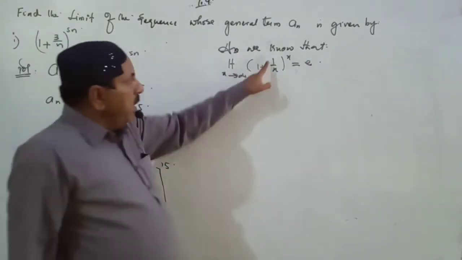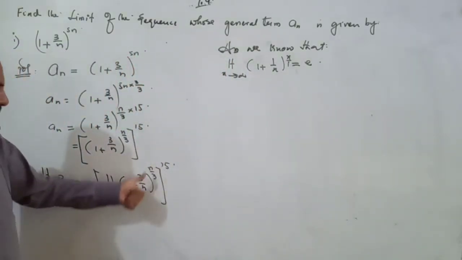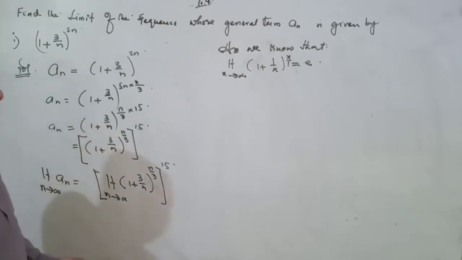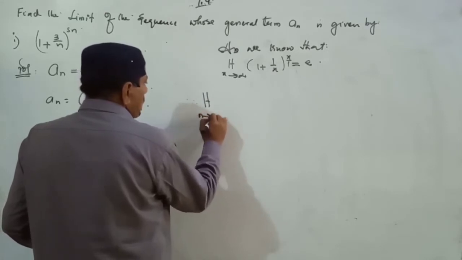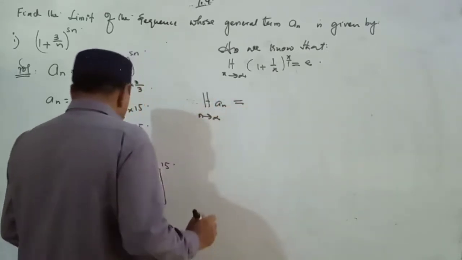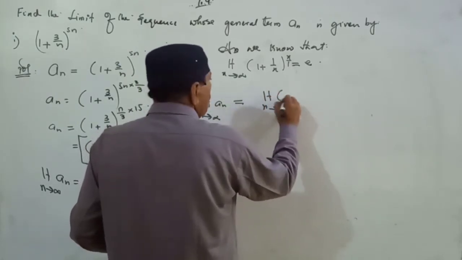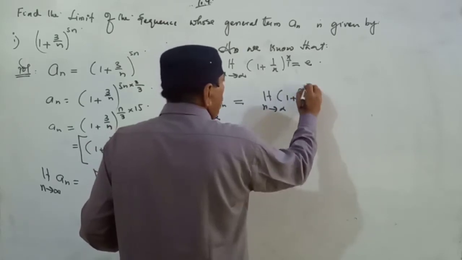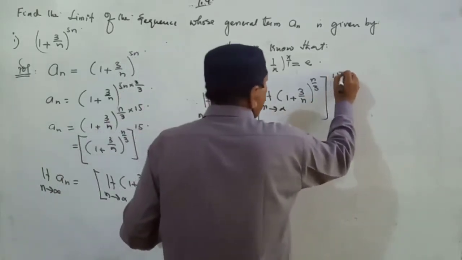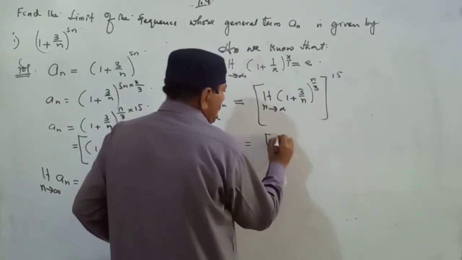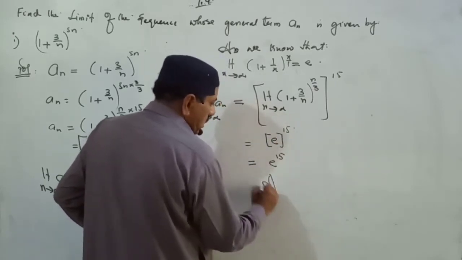So here 1 upon x and x upon 1 are reciprocal to each other. Here 3 upon n and n upon 3 are also reciprocal to each other. That's why limit n tends to infinity a n is equal to limit n tends to infinity (1 plus 3 upon n) power n upon 3, whole power 15, is equal to e power 15, which is also equal to e^15.